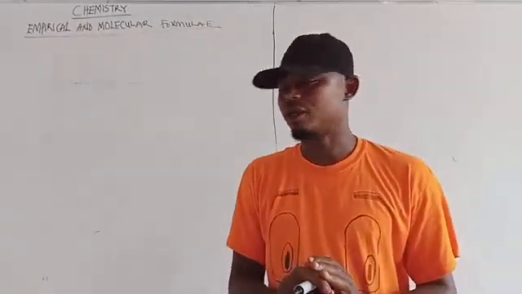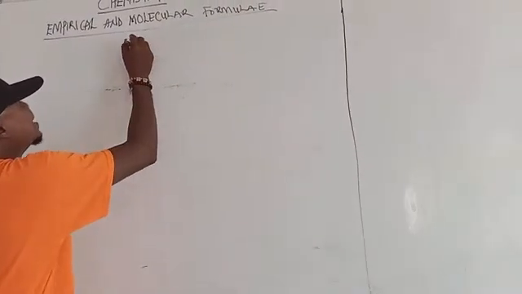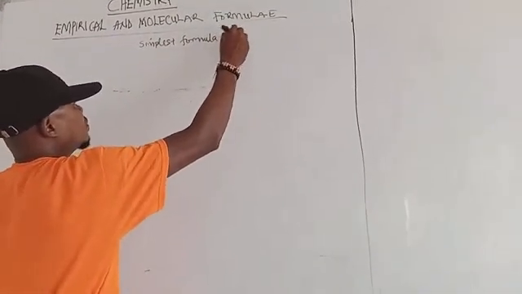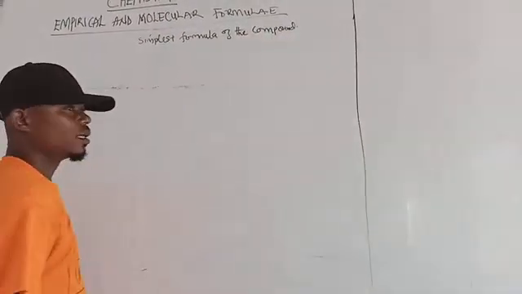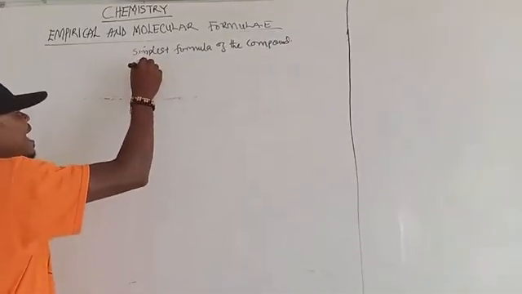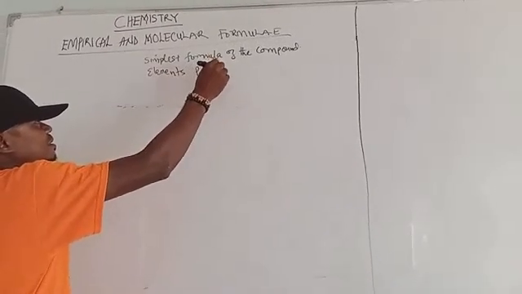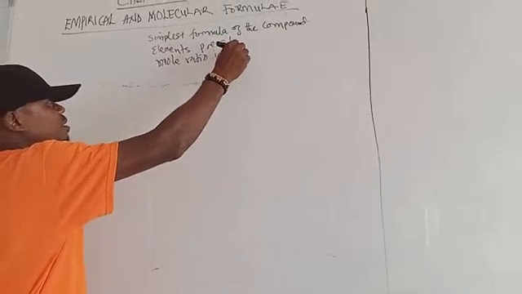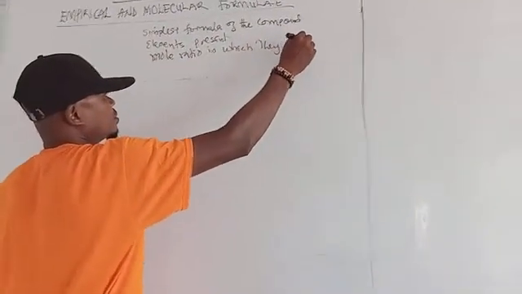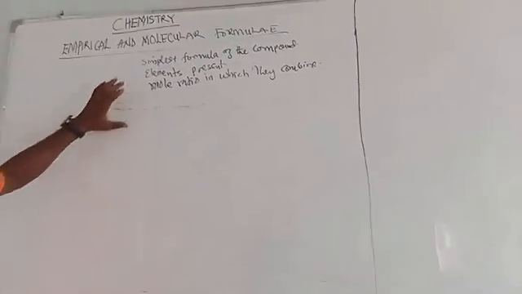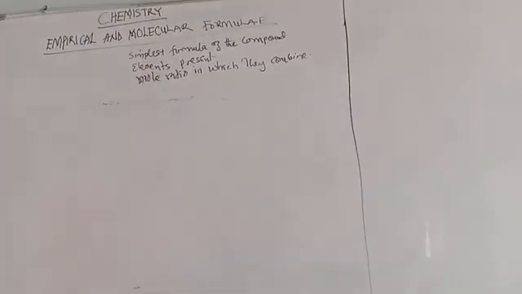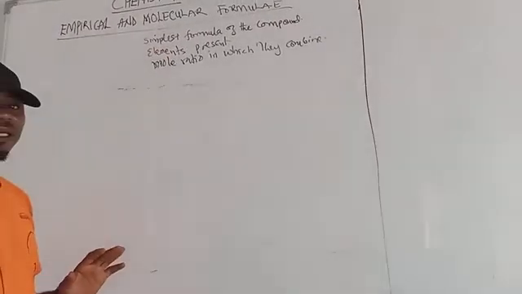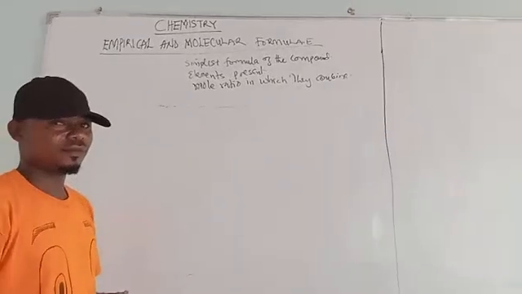Now, what is the empirical formula? The empirical formula of any substance is the simplest formula of the compound. It tells you the elements present and the mole ratio in which they combine. We say the empirical formula is the simplest formula of a compound. That is just what empirical means, a very simple formula, the basic formula a compound can have. It tells you basically the elements present in the compound and the mole ratio in which those elements combine. That's what the empirical formula is.